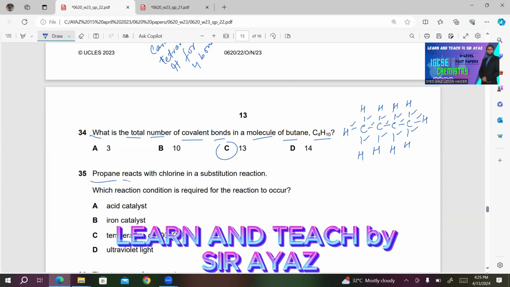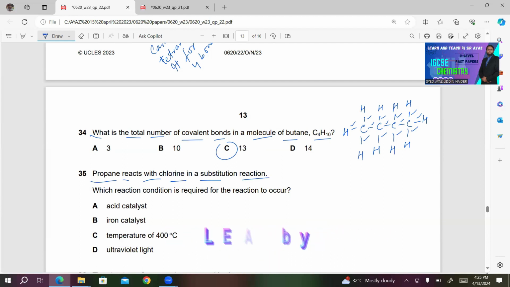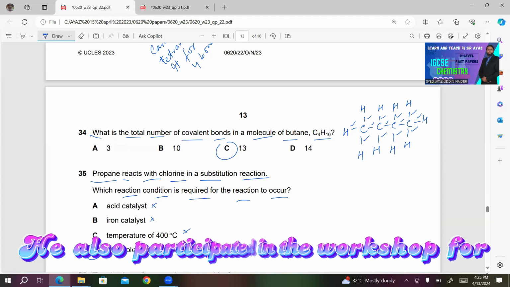35. Propane reacts with chlorine in a substitution reaction. Which reaction condition is required for the reaction to occur? It must be ultraviolet light. So D is the right answer. Can't have acid catalyst, iron catalyst, or temperature of 400 degrees centigrade.